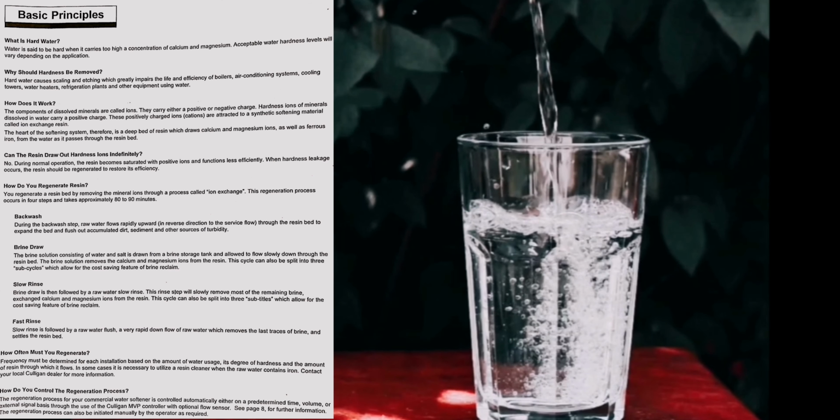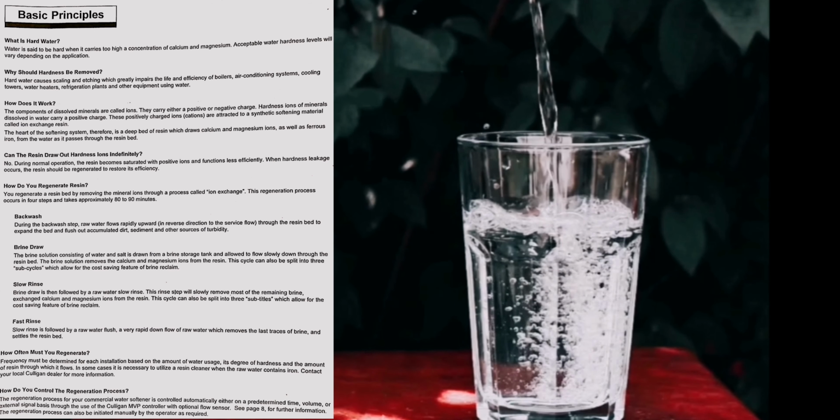Slow rinse. Brine draw is then followed by a raw water slow rinse. This rinse step will slowly remove most of the remaining brine and exchanged calcium and magnesium ions from the resin. Fast rinse. Slow rinse is followed by a raw water flush, a very rapid downflow of raw water which removes the last traces of brine and settles the resin bed.